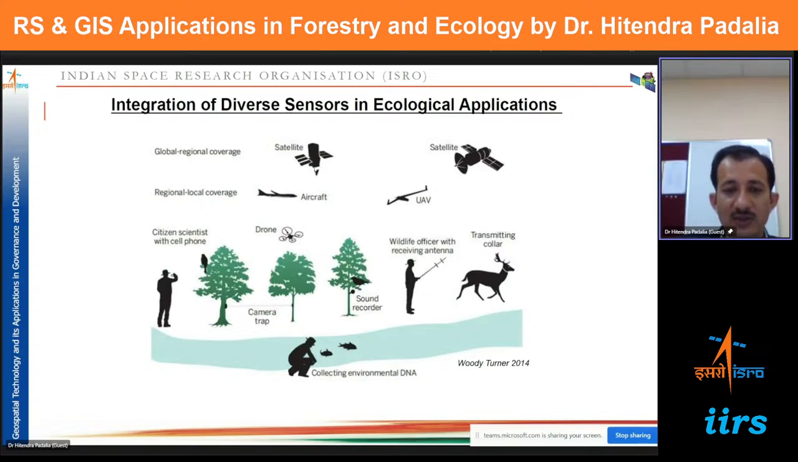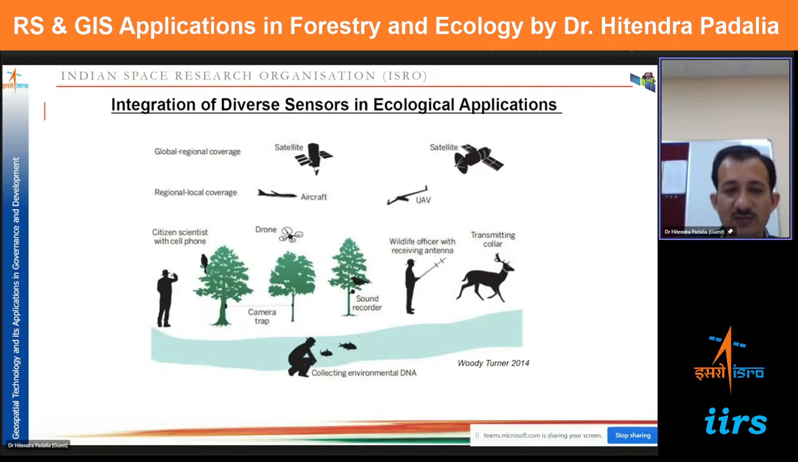And at the same time, ground based monitoring is also getting a lot of attention, because you now have camera traps, you have acoustic techniques, sound recorders, and you also have, as I told you, satellite telemetry, wherein you can tag the mobile animals. Other techniques have also been developed by researchers, such as environmental DNA and the use of smartphones for capturing photographs of species of interest.